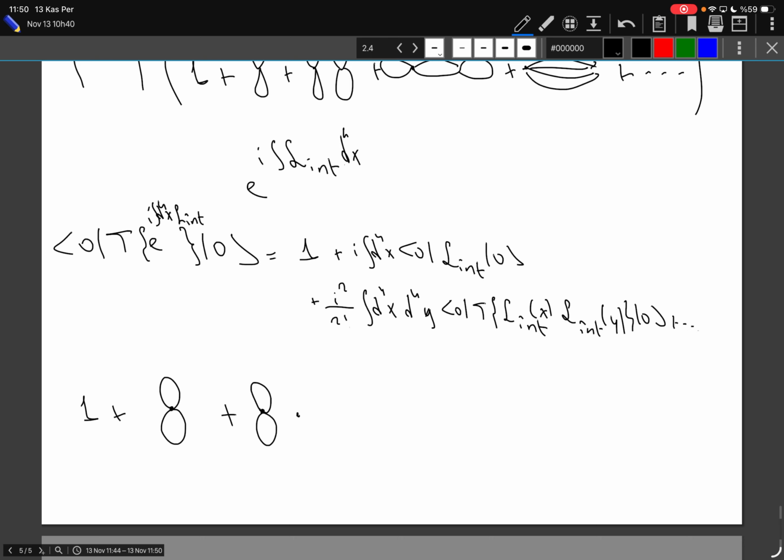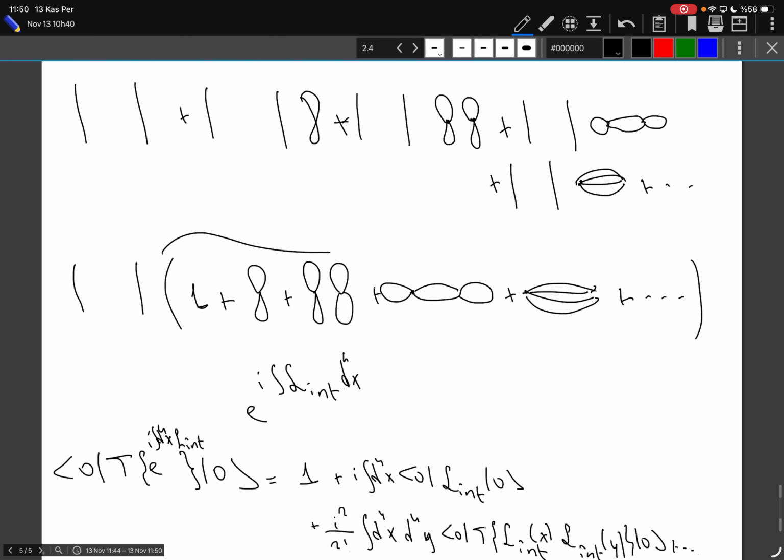This is one possibility. This is another possibility. And this is the last possibility. So this sum over here is nothing but this matrix element. I mean, you can work out the overall constants. Including the overall constant, everything is the same.